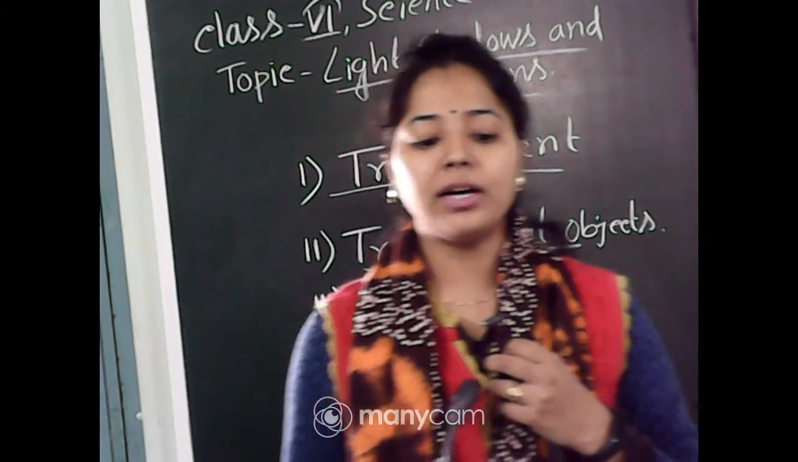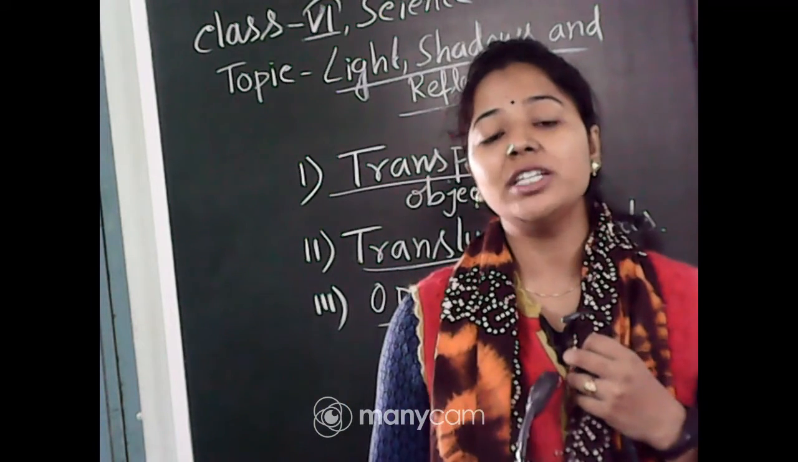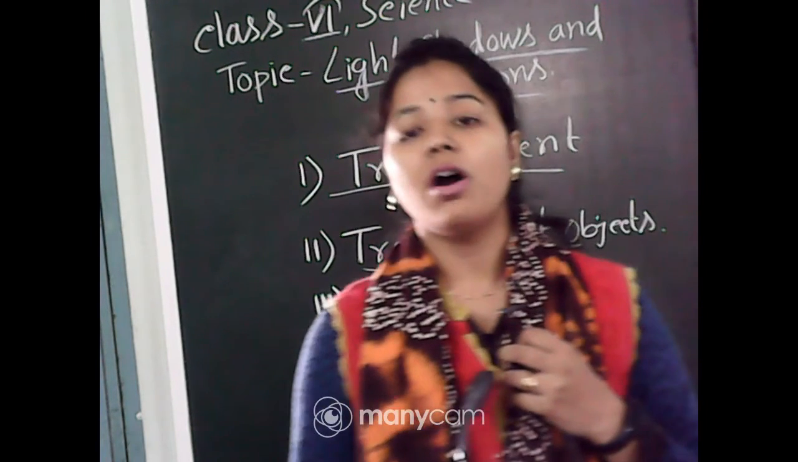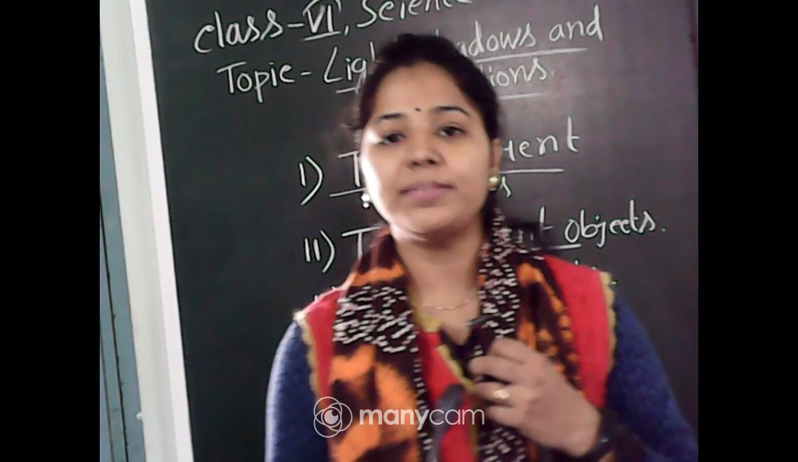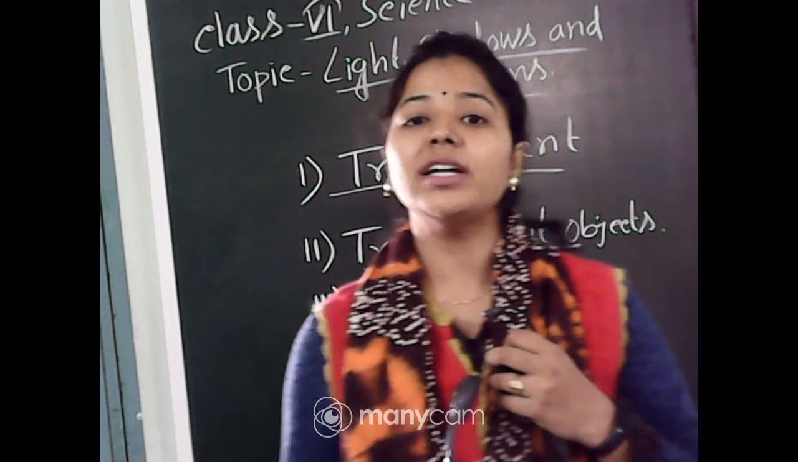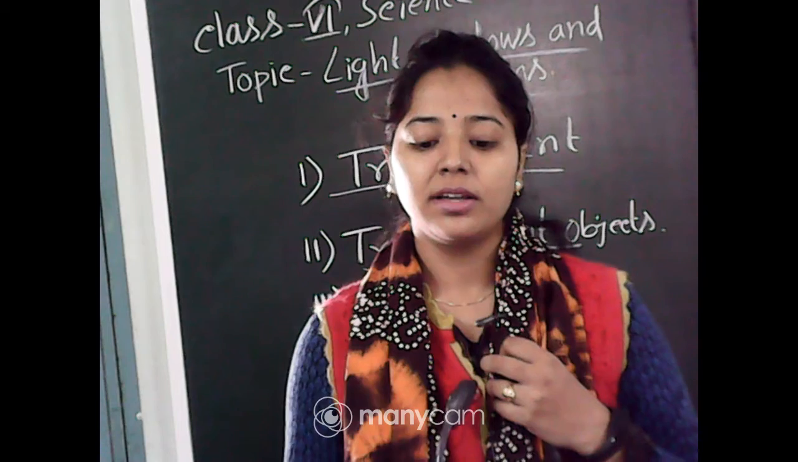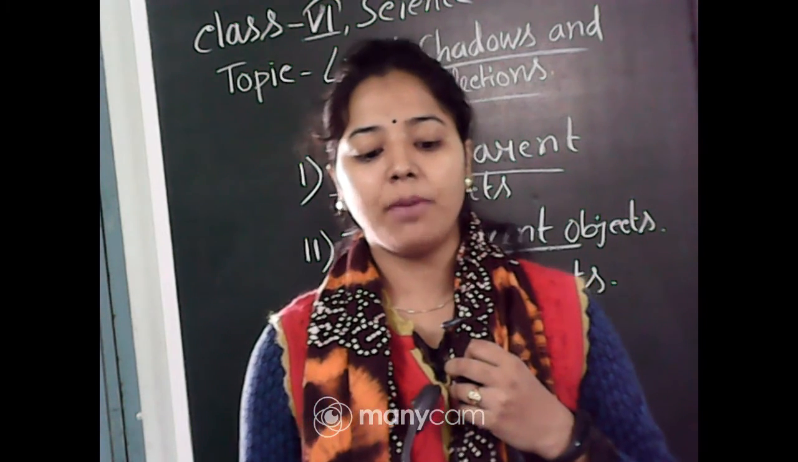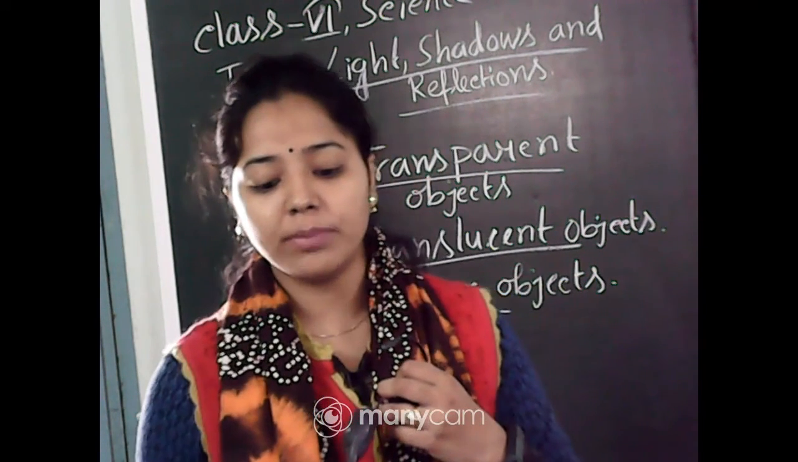Very good, Deepta. This is called shadow. Shadow is formed due to opaque objects, so you have to remember this point. Okay, I hope you understood. What are the examples of opaque objects? Please write in your chat box what are the examples of opaque objects.